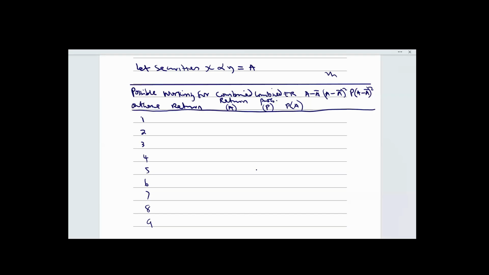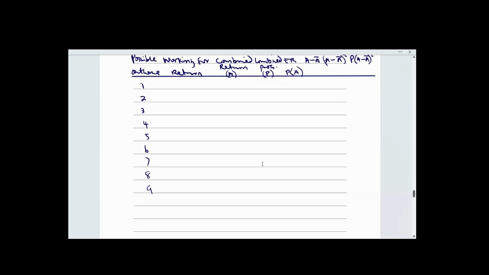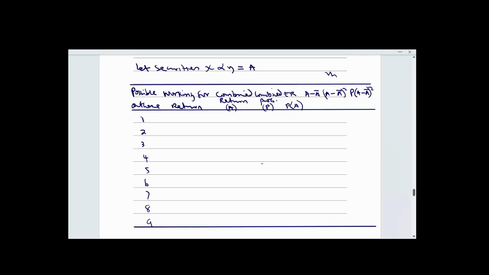So the reason I have to show you this is because you never can tell. At times, examiner may want you to use tabular method to determine the risk of the portfolio and the return of the portfolio. So when this happens, you cannot use formula. You have to use the tabular method. So you have to know it.